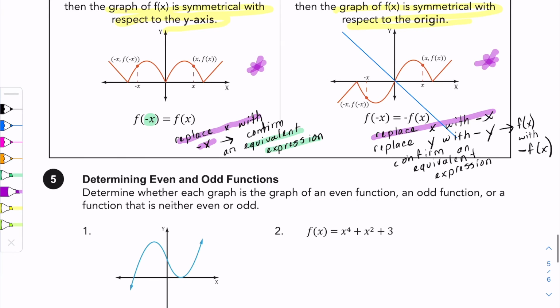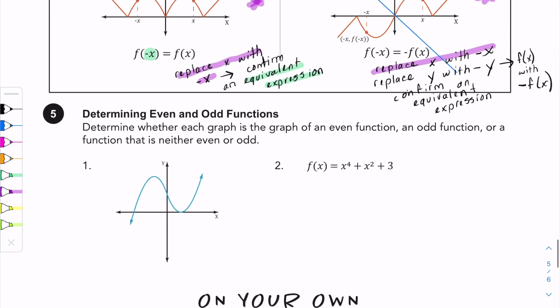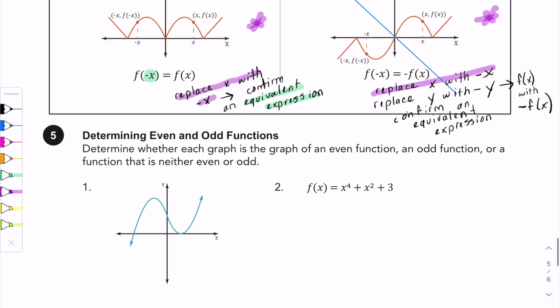So I'm going to do a few examples, just pay attention to what they look like. These just take practice as far as understanding even and odd and understanding how to algebraically find them.